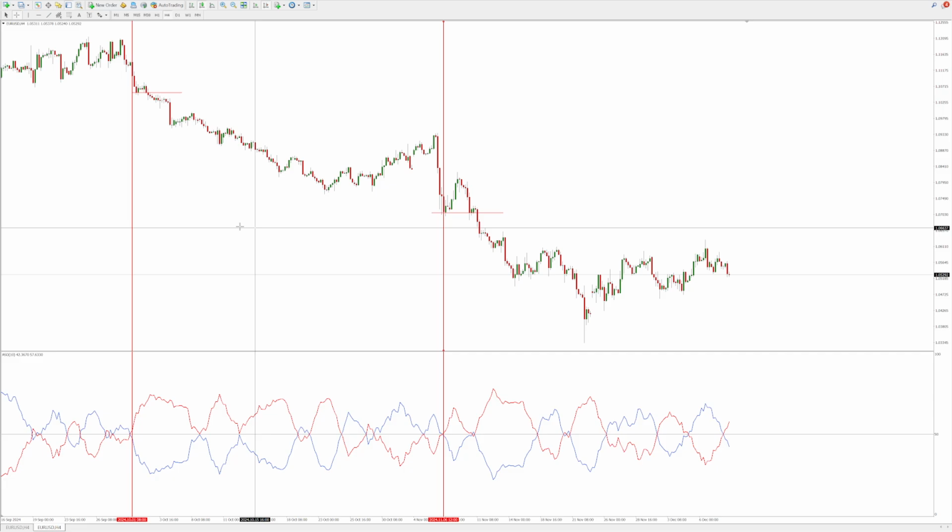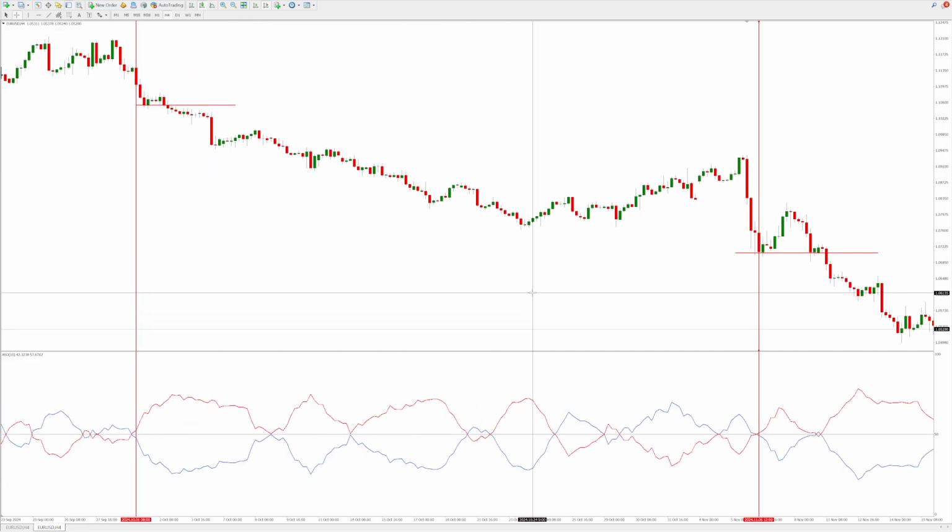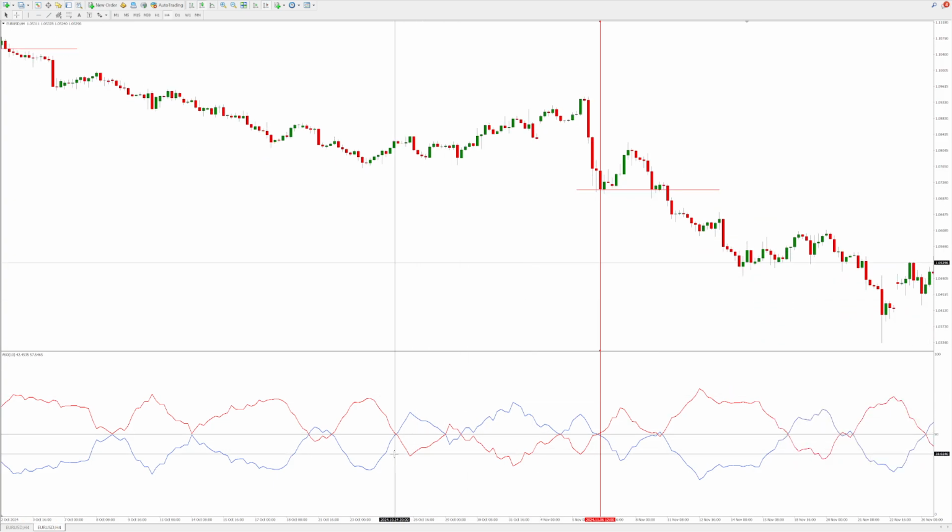Okay, how some traders would trade this average sentiment oscillator as well is they trade it on every single crossover. If blue crossed above, they'd buy. If red crossed below, they'd sell. Red crossed above, they sell. I wouldn't do that. You're just going to get chopped in and out of the market.